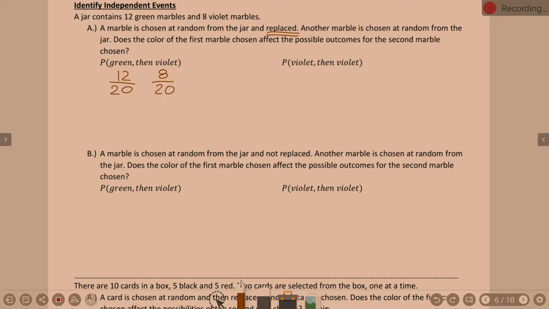When I looked at the book, the problem was just a matter of figuring out: are these independent or are they dependent? Are they affecting each other? In this case, did drawing that green marble affect my chances of drawing a violet marble? No.